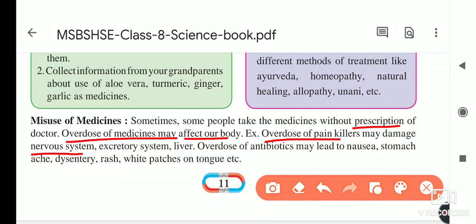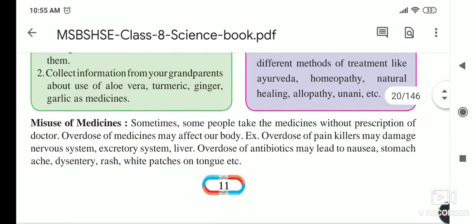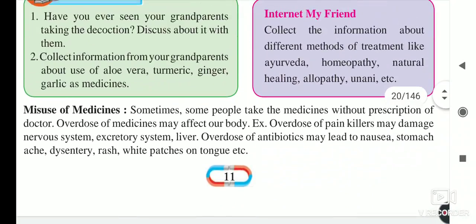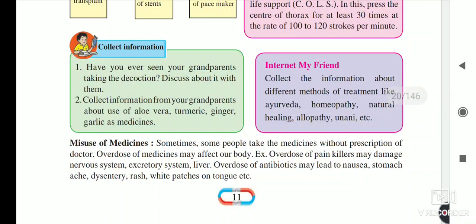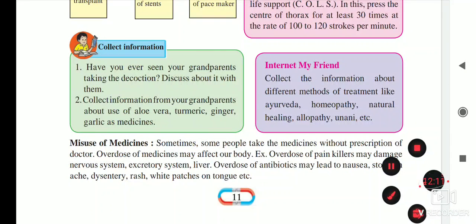Nervous system damage means we are losing our control on our body, excretory system, liver. And overdose of antibiotics may lead to nausea, stomachache, dysentery, rash, white patches on the tongue. That's why we do not use medicines without prescription of the doctors. So this will come in the short note on misuse of medicines.